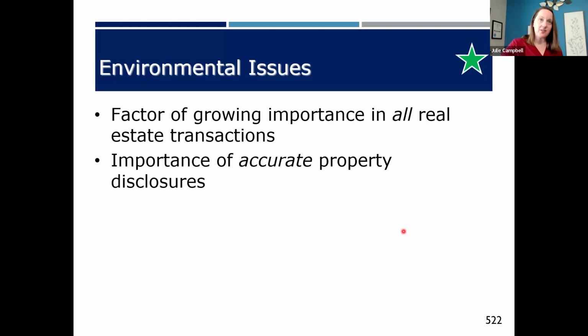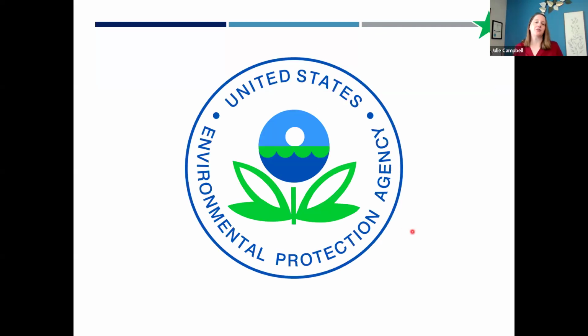One of the best places to start with environmental issues is the EPA's website. So we have our Environmental Protection Agency, and generally speaking, it's a great place to start outside of the resources you have here, and making sure that any of these environmental issues are addressed properly.